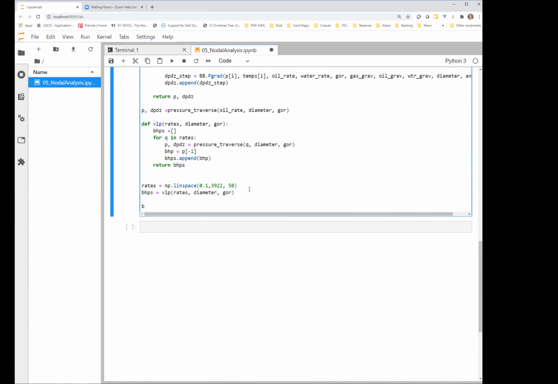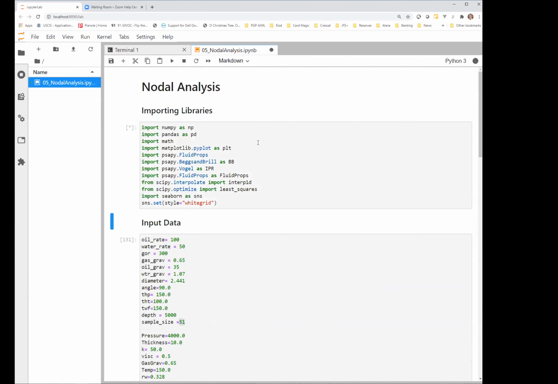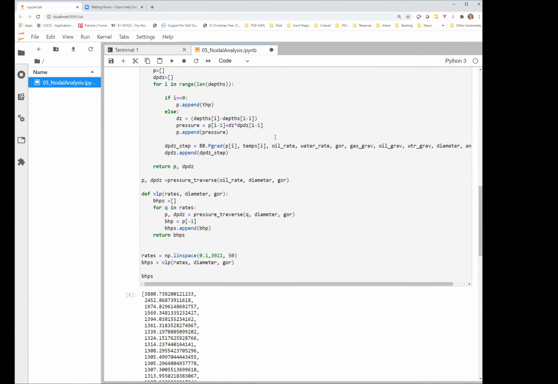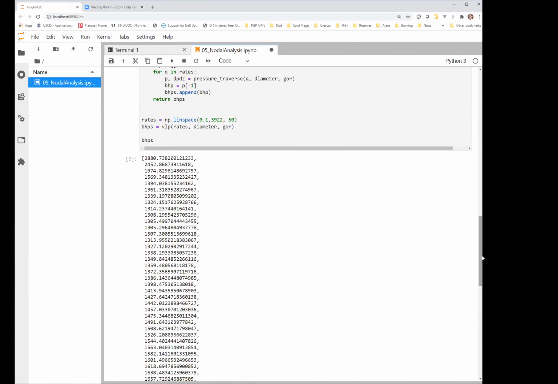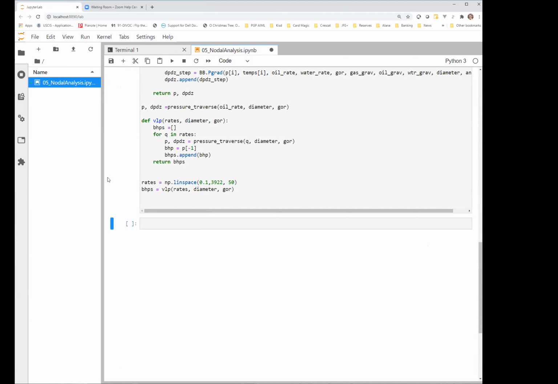So let me just test it. There you go. So we have a list of flowing pressures calculated for this pair of rates. So if we plot these, we should have the VLP, okay?